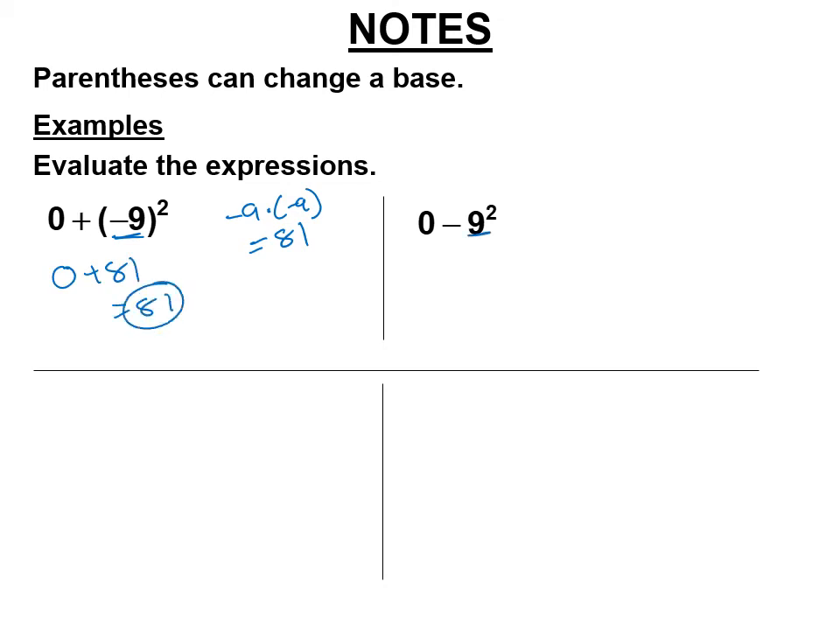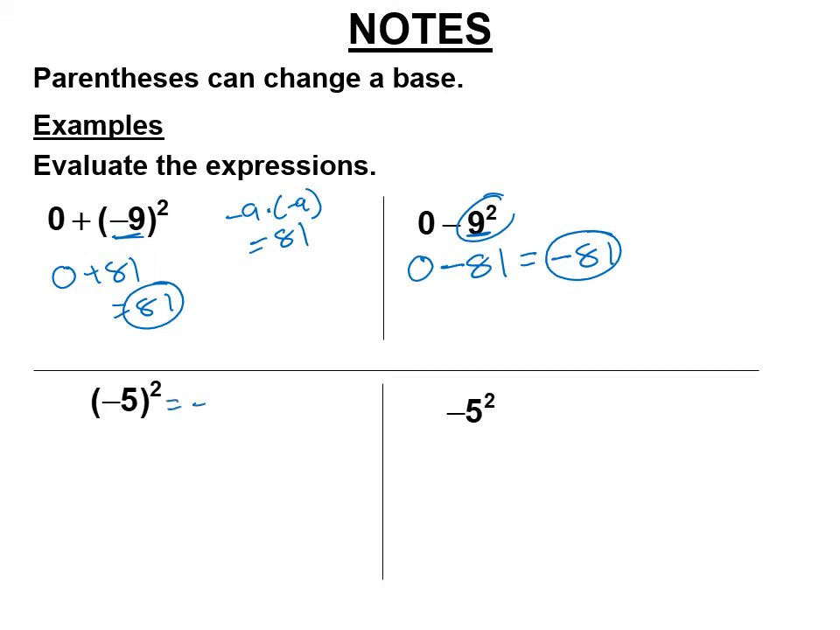The base here is 9. 9 squared is 81. So this is 0 minus 81. Right? That's not 81. That's -81. Right? Because you can't switch around subtraction from the last unit. So do these, they're different.